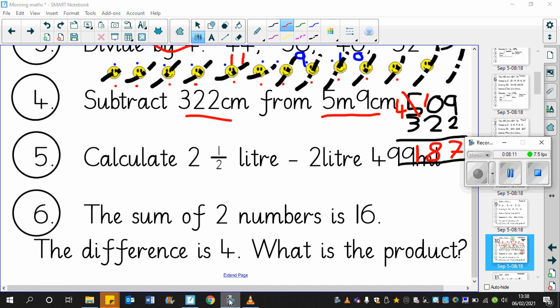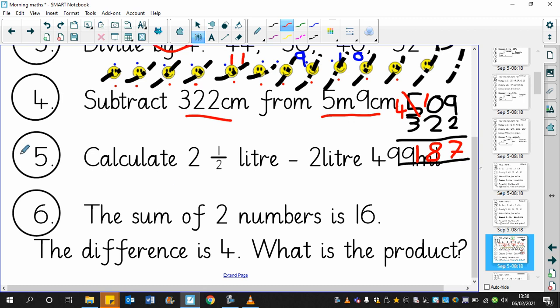Right, question number 5. 2.5 litres take away 2 litres, 499 millilitres. Right. Now, have you spotted this one? This is very easy. So 2 litres, half a litre is 500 millilitres. So we'll put 500 there. So 2,500. Now we've got 2 litres, so again we put a 2 in the thousands column, and then 499 in this column.